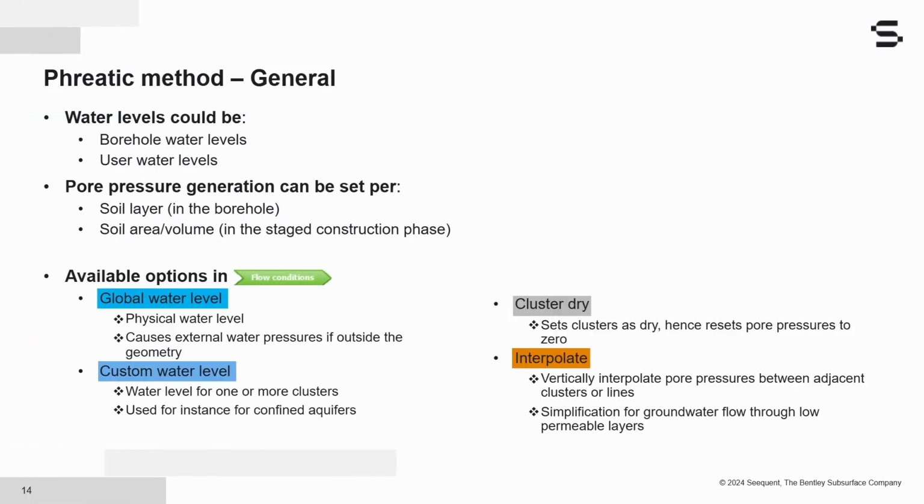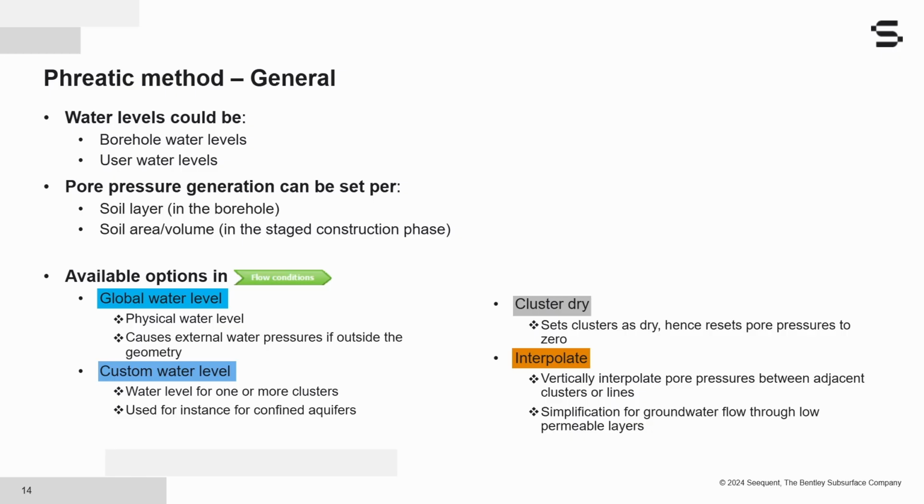Now, starting with the phreatic method, which is also the default calculation type, we said that it calculates the steady state water pressures based on the input of a global water level and the water conditions of the clusters. The global water level is by default based on the positions of the water level that we have defined in the borehole definition window. And you can also change that in the flow conditions mode, here in green, where you can create additional phreatic lines.